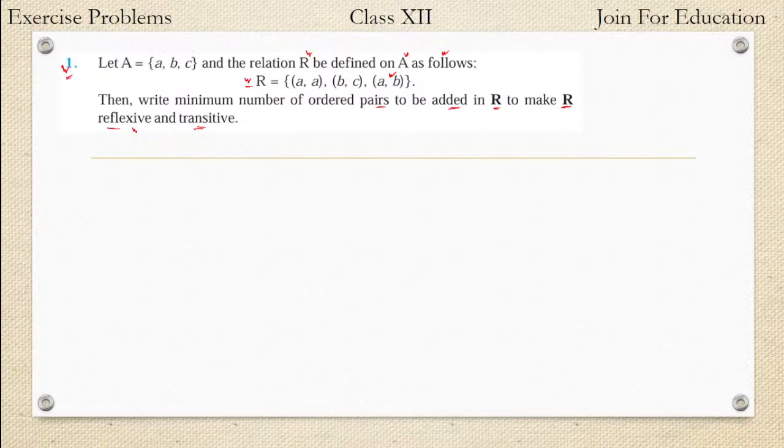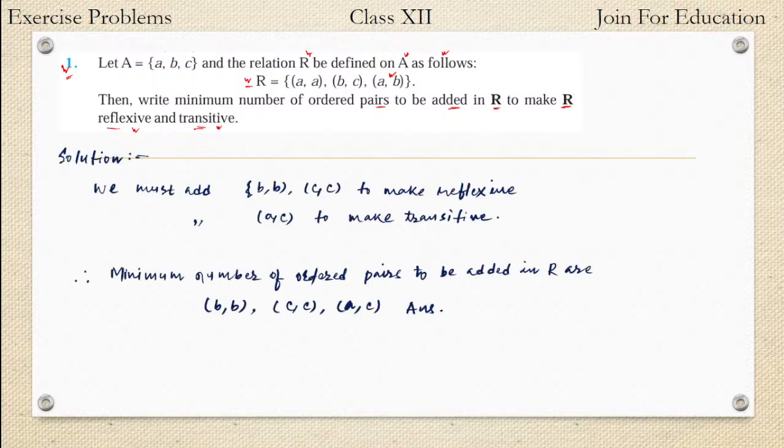So reflexive and transitive are the types of relation. So let's see the solution of this question. We must add ordered pairs (B, B) and (C, C) to make it reflexive. We must add ordered pair (A, C) to make it transitive.